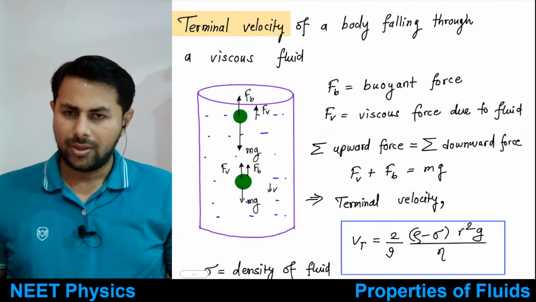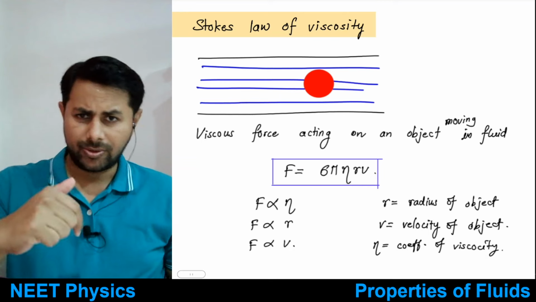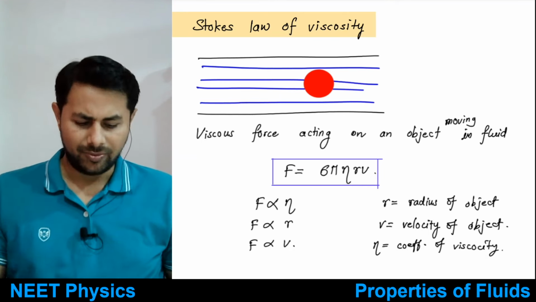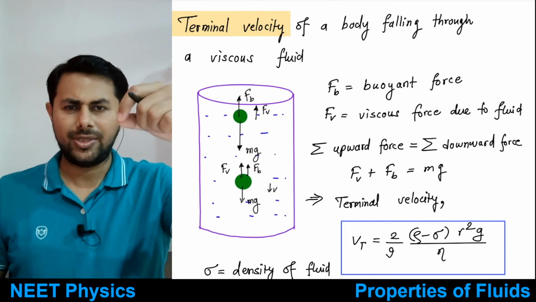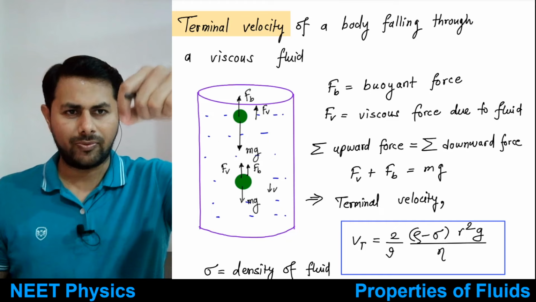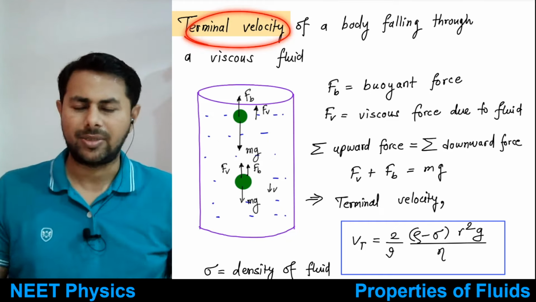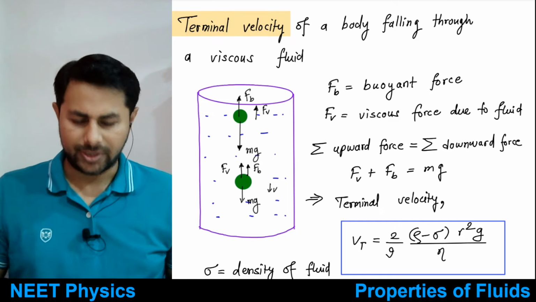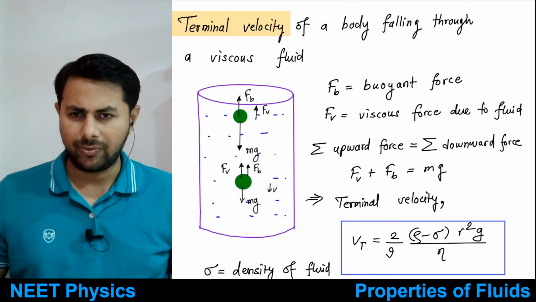So now at some point what will happen? The gravitational force, the viscous force, and also the buoyant force will balance, and that object, for example the raindrop, will move with a constant velocity. That velocity is known as terminal velocity. So now we are going to see an equation for the terminal velocity.